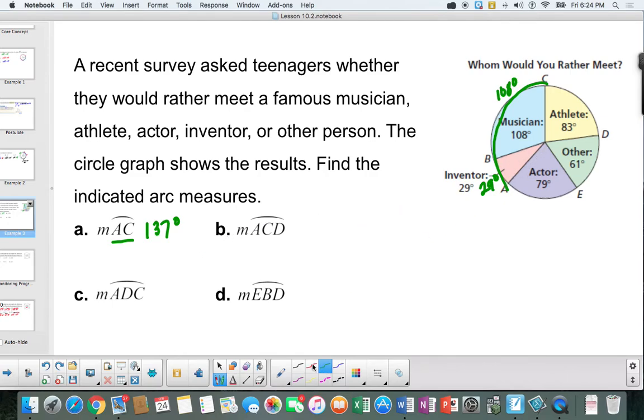Now I want to figure out arc ACD. So ACD would start here, A, go to C, and then go to D. And you can see we're going to add 3 arcs together. It'll be the 29 plus the 108 plus the 83. And so altogether that'll be equal to 220 degrees. I think you probably have the right idea, so let's see what you can do.